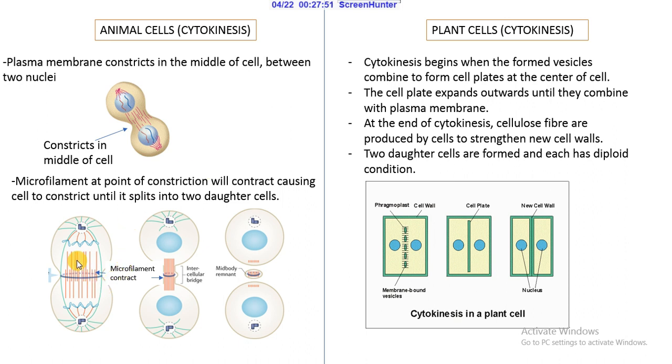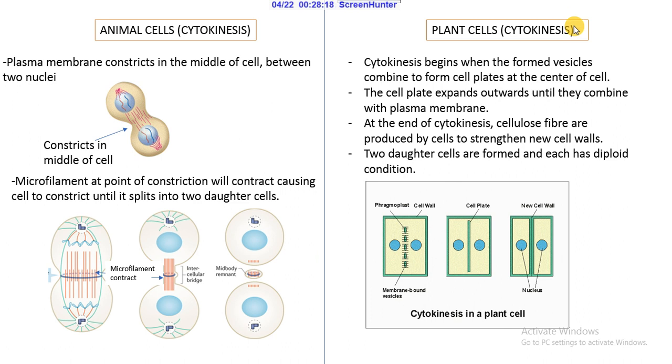So here, in the middle between the two nuclei, we have microfilament. The microfilament will start to contract, making the cytoplasm constrict, and thus it will split into daughter cells. As you can see, the cytoplasm has totally been split.